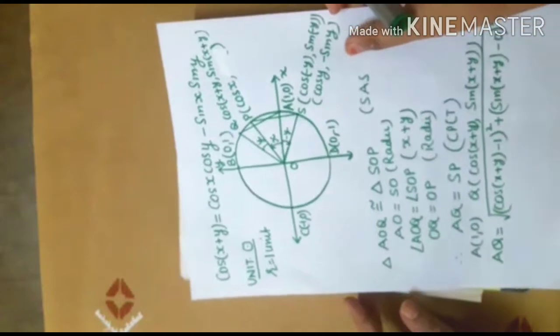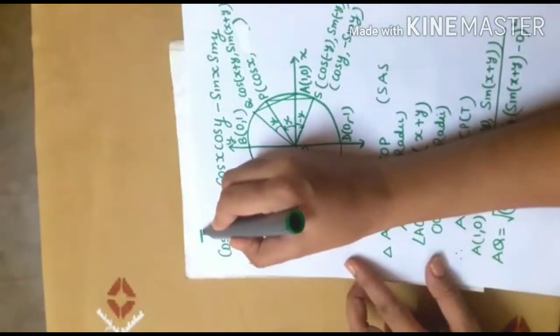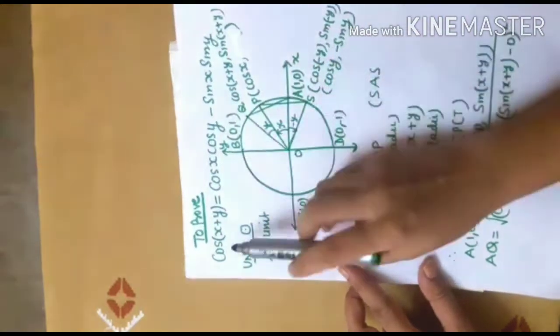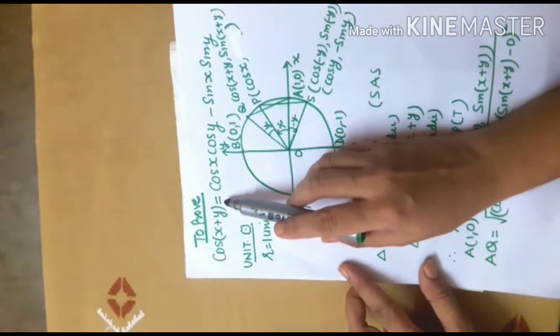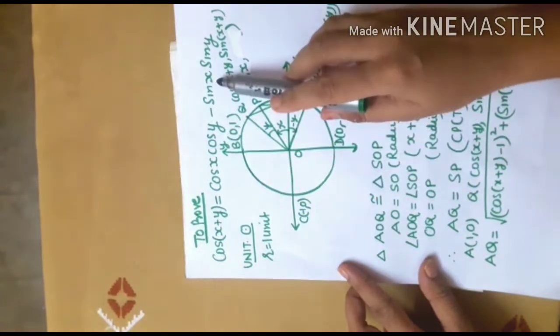Today we will discuss a few identities. So first we will prove cos(x+y) is equal to cos x cos y minus sin x sin y.